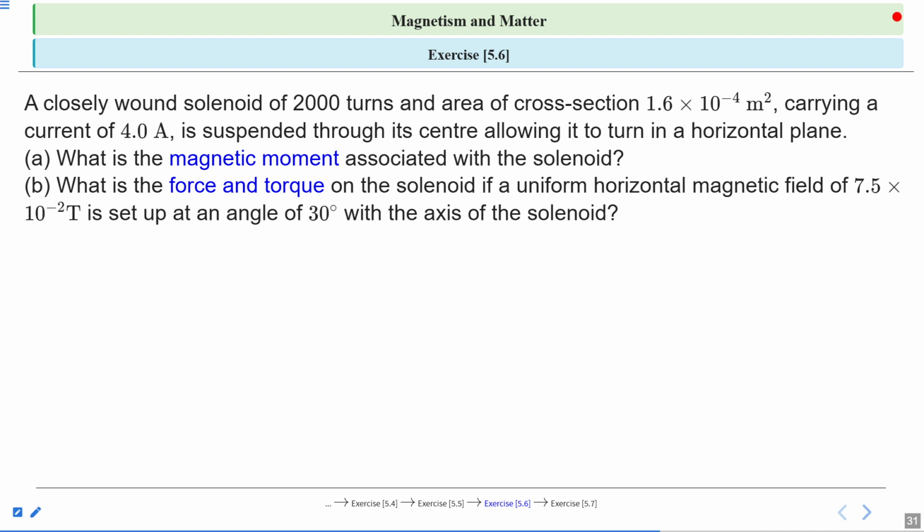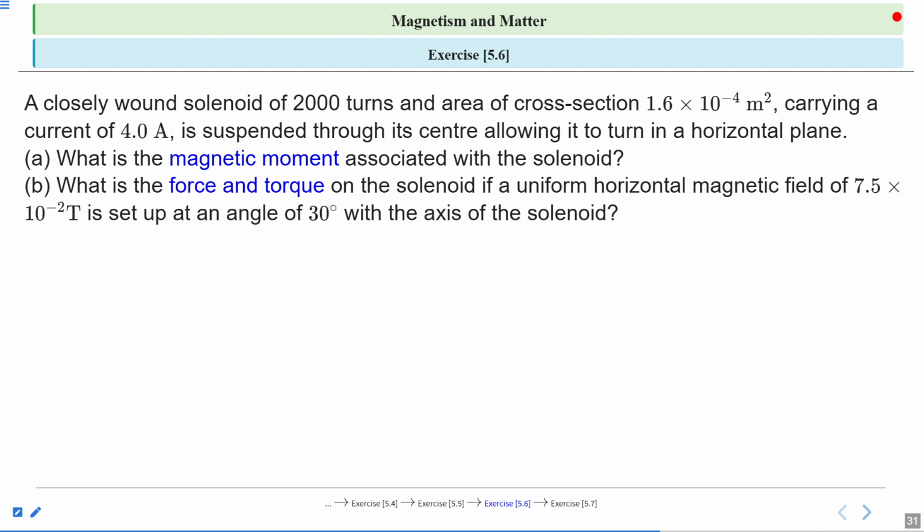We have calculated this type of question previously also. So the magnetic moment for one loop is IA. What is the magnetic moment for a loop containing a number of turns? A solenoid is a type of loop also, containing closely wound 2000 turns. Okay, so multiply by 2000.